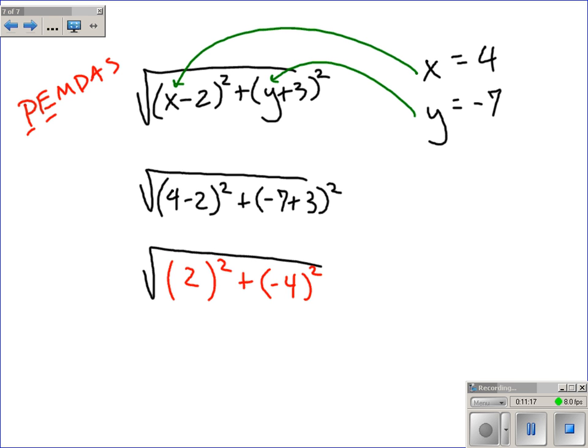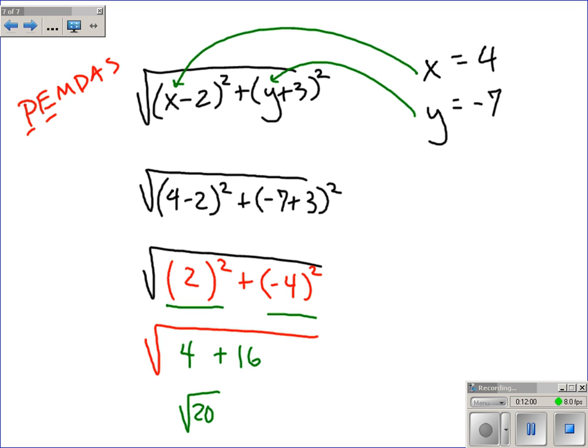Now I will do exponents. There are things being raised to exponents. What is being raised to the second power? Well, that's easy. It's 2. So 2 squared, or 2 to the second power, is 4. 2 times 2. And the next one, what's being squared over here? Well, it's negative 4. And negative 4 times negative 4 is equal to a positive 16. Keep in mind that a negative times a negative is a positive. So 4 plus 16 is 20.